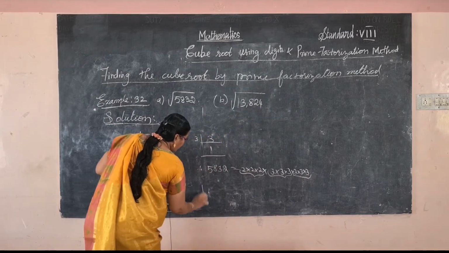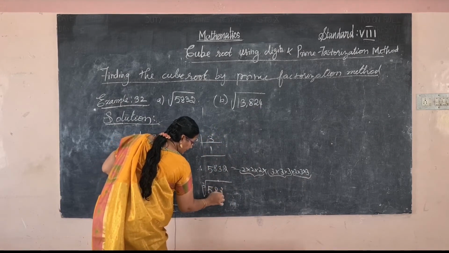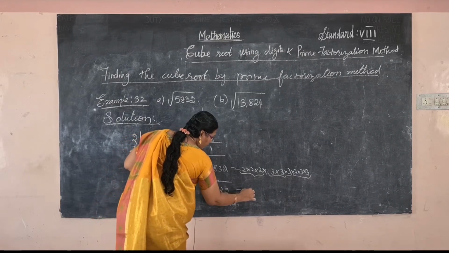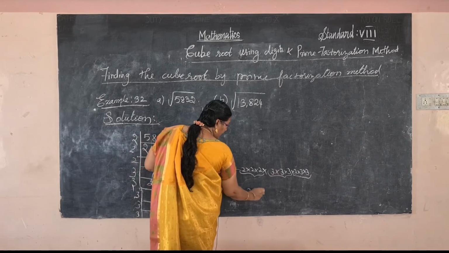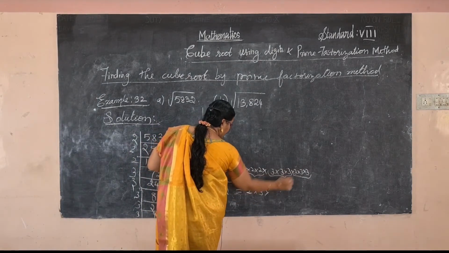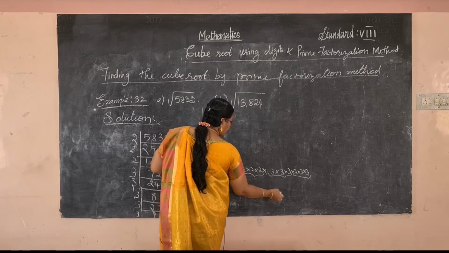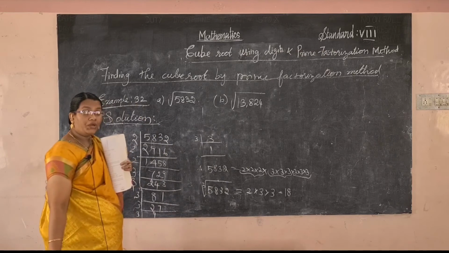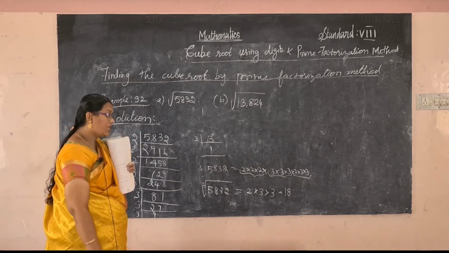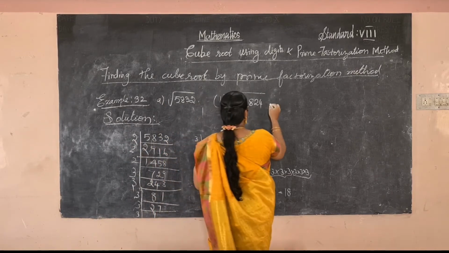So the cube root of 5832 is equal to, from the 2s triplet one 2, and from the 3s, one 3 each from the two triplets. So what we get: 2 3s are 6, 6 3s are 18. Therefore the cube root of 5832 is equal to 18. That's it. Now find out the B problem.